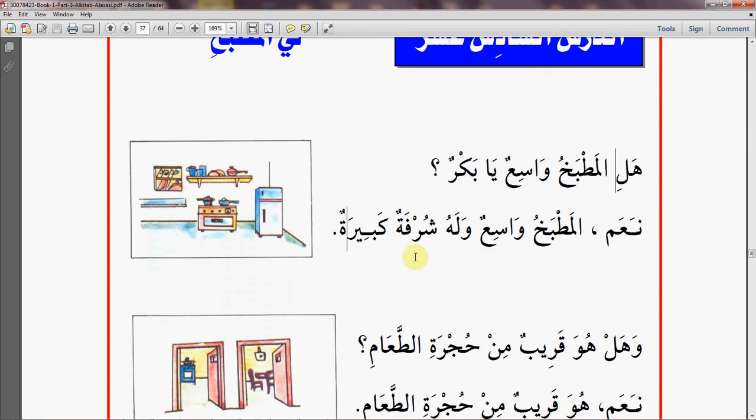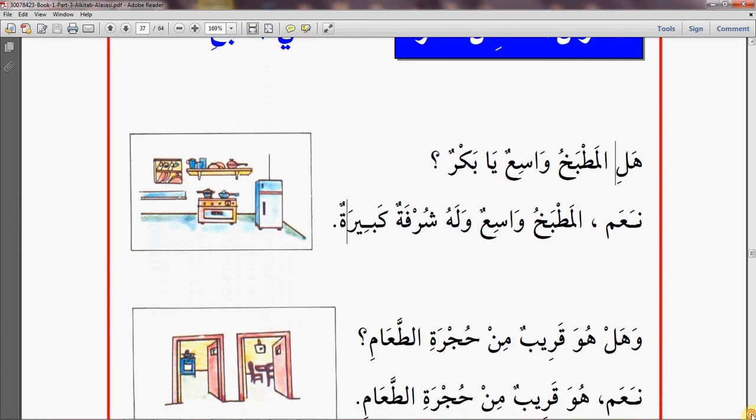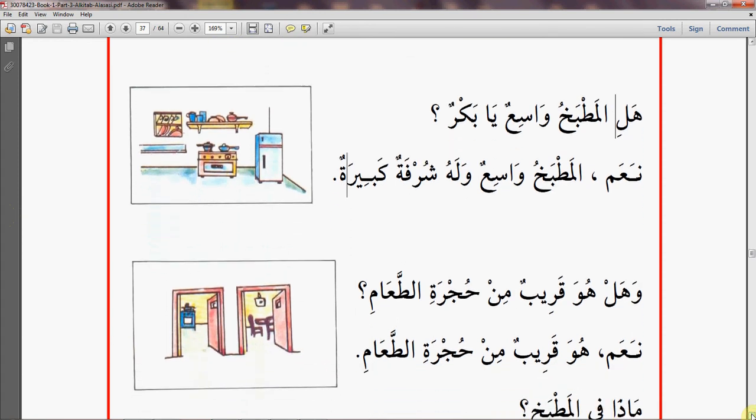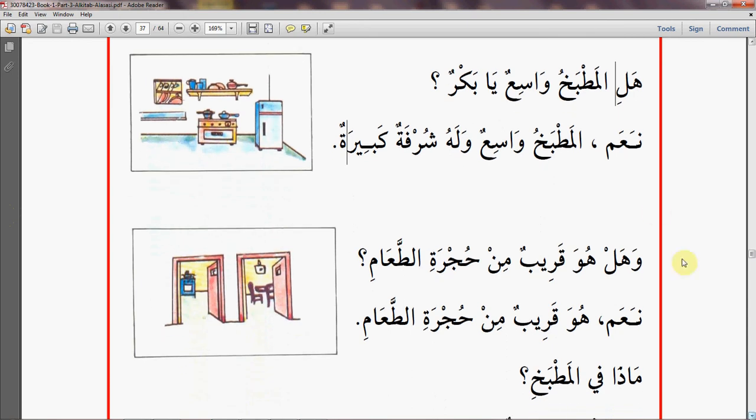وله شرفة كبيرة. شرفة, balcony. كبيرة, big. What is the opposite of كبيرة? We already know it. صغيرة, small. So we can say the opposite of this sentence: لا المطبخ ضيق وله شرفة صغيرة. So there are two shapes of the kitchen. It could be wide and have a big balcony, or it could be narrow and have a small balcony.